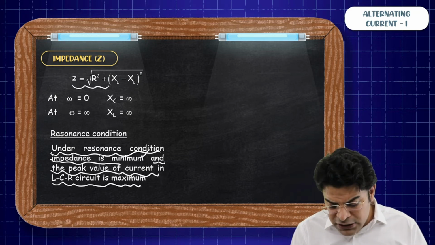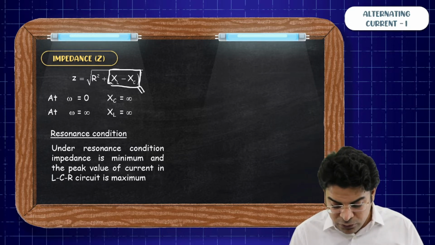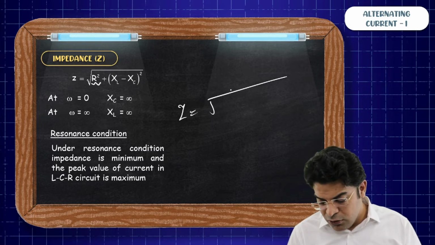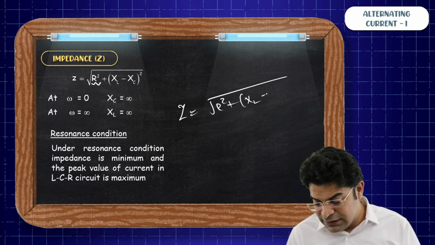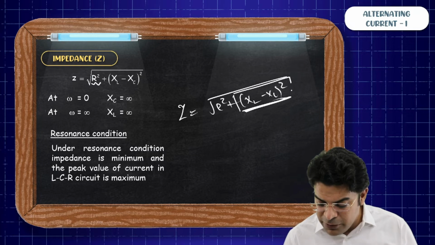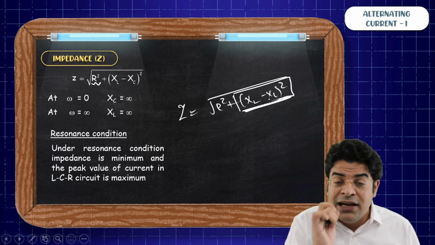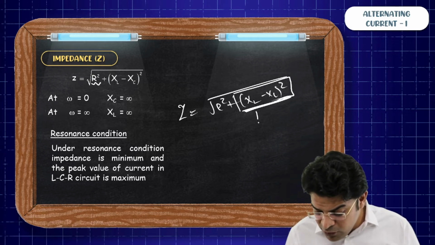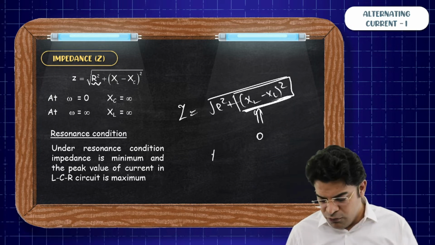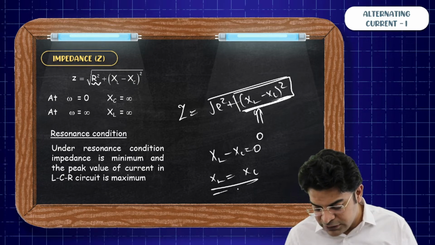Now for the impedance of this circuit to be minimum, you will say that this part should become 0. Why? Because this R can't be changed. So Z equals under root of R square plus XL minus XC whole square. Since you have squared XL minus XC, this part can't be negative. Hence the minimum value of this part can be 0. And the minimum value of this part will be 0 when XL minus XC will be 0, or when XL will be equal to XC.